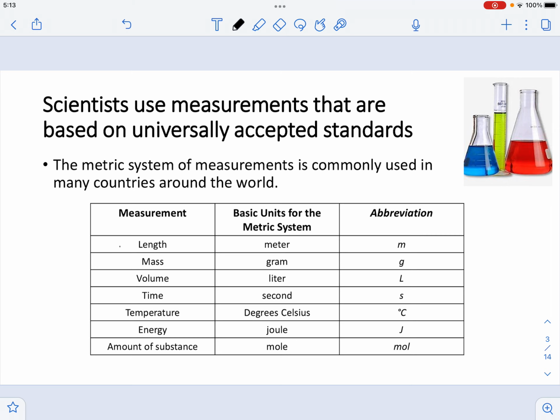Just to state a few. We have a measurement of length, its basic unit is a meter, and the abbreviation is a lowercase m. When we take a measurement of mass, the basic unit is grams, and the abbreviation is a small letter g. And lastly, for volume, we have units of liters, and the abbreviation is an uppercase L. We also have time, temperature, energy, and amount of substance. Throughout the semester, we're going to see some of these measurements utilized in problems throughout the course.